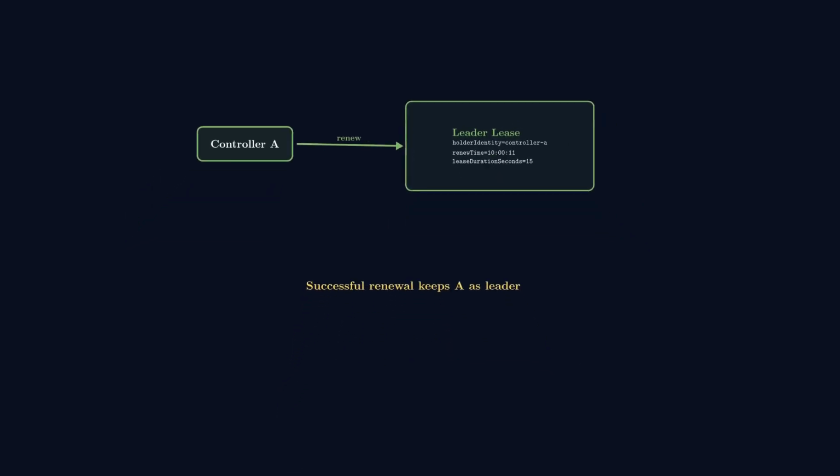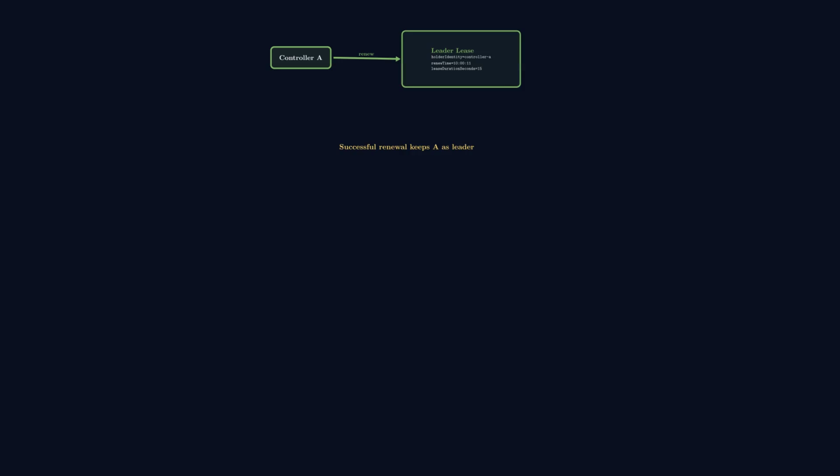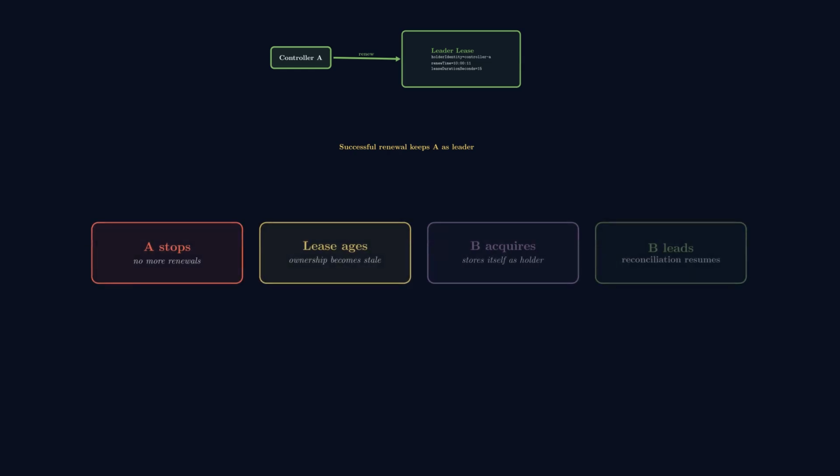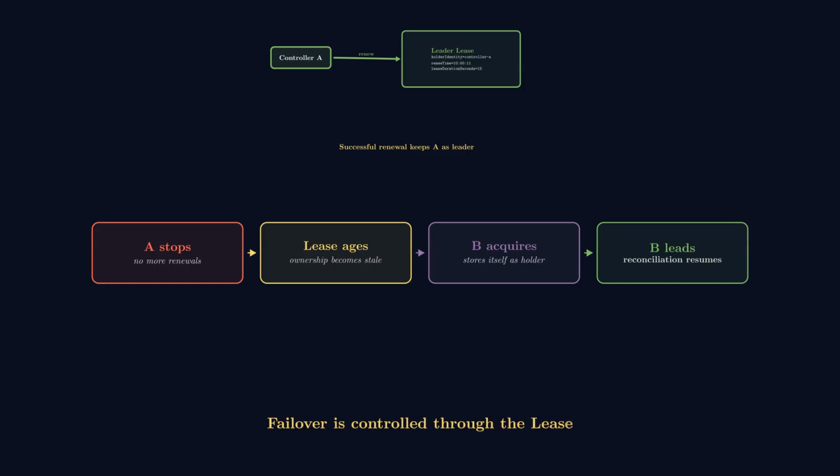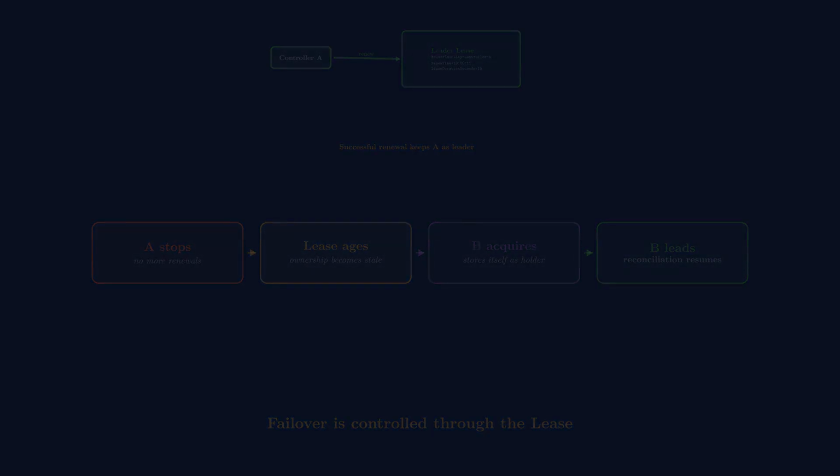Now suppose controller A crashes. Its renewals stop. Controller B does not take over immediately, because a short network problem should not create a second leader too quickly. B waits until the old lease can be treated as expired, then acquires it and becomes the new leader. It may seem that once we have one leader, the problem is solved.